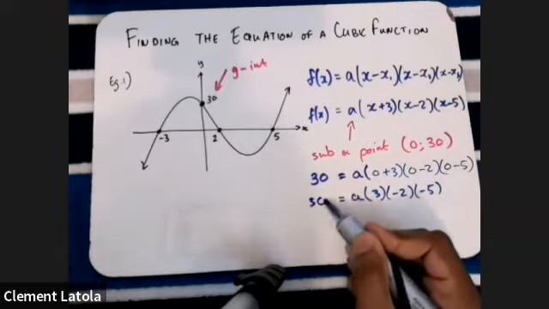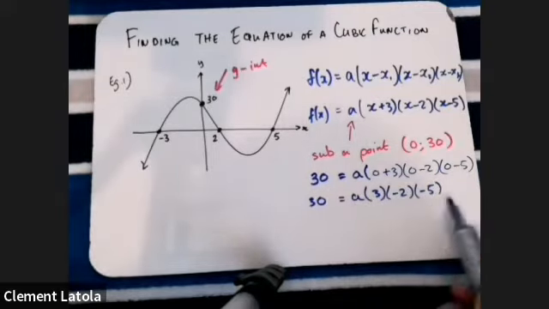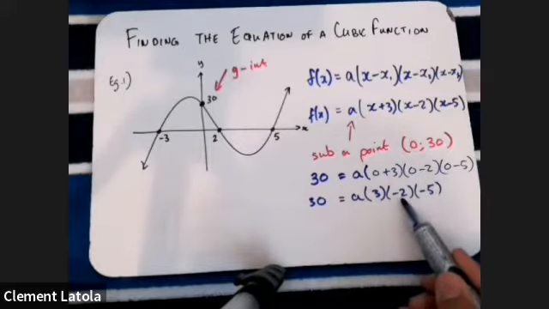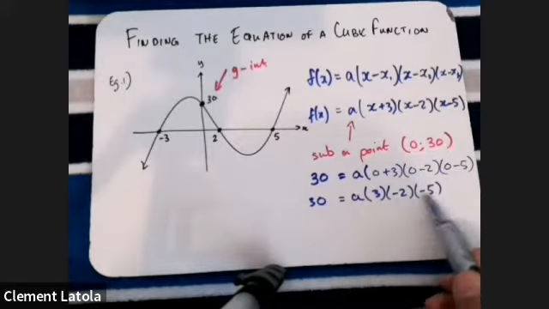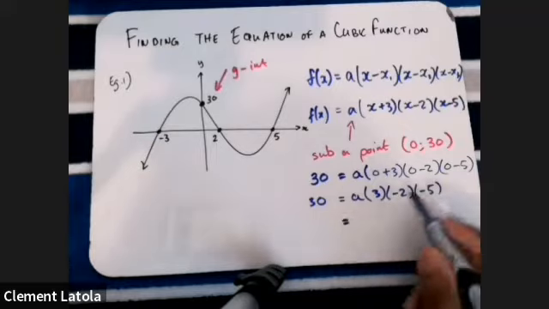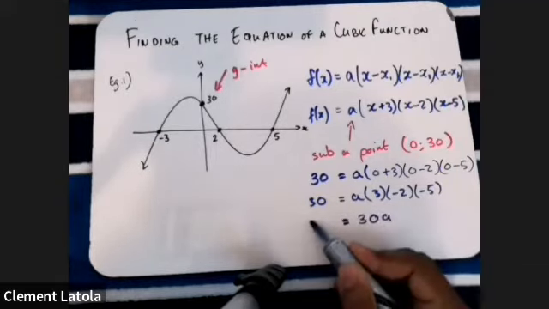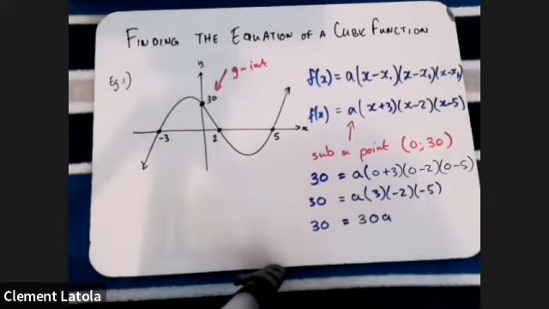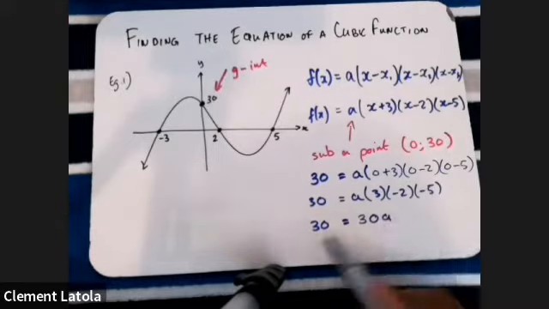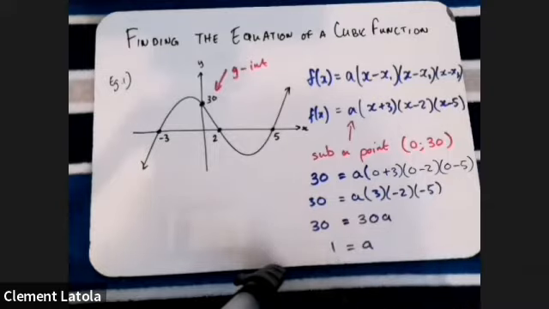If we multiply these 3 things together, 3 times -2 is -6, times -5 is positive 30. So here we have positive 30a equal to 30. If I divide both sides by 30, 30 divided by 30 is 1, which means a is equal to 1.